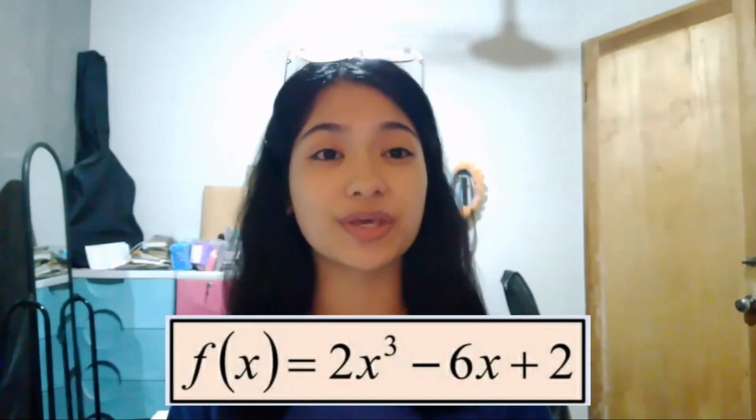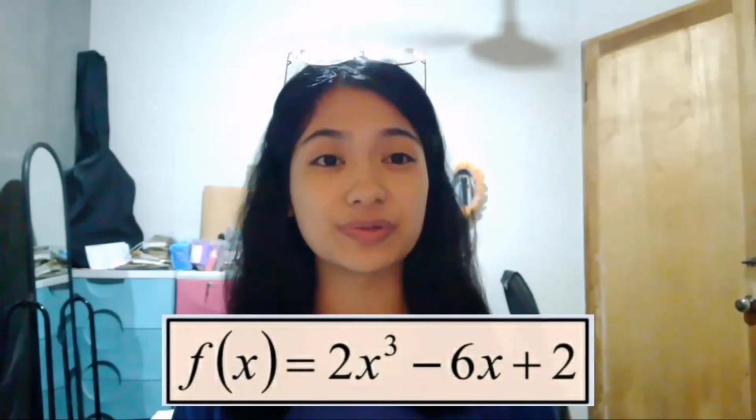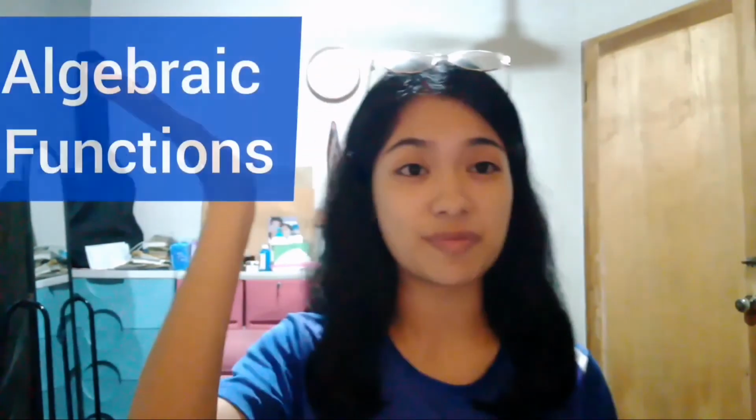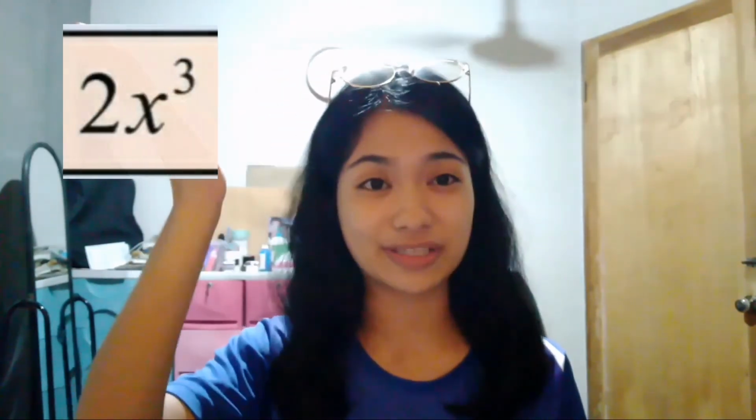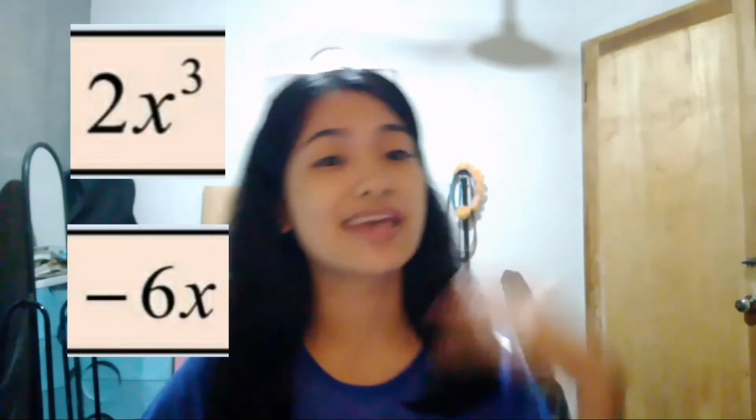The function f of x equals 2x cubed minus 6x plus 2 is under the category of algebraic functions, specifically the polynomial. It is a third-degree polynomial, so it can also be called a cubic polynomial, because the highest degree is 3. It has 3 terms, which are 2x cubed, negative 6x, and 2. And the coefficients of these terms are 2, negative 6, and 2.